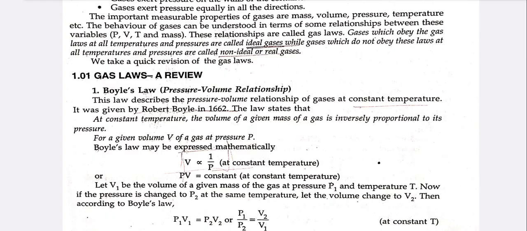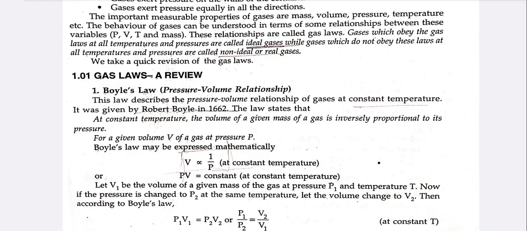Gas laws. Review. First, Boyle's law. Pressure volume relationship. This law describes the pressure volume relationship of gases at constant temperature. It was given by Robert Boyle in 1662, and the law states that at constant temperature, the volume of a given mass of a gas is inversely proportional to its pressure.